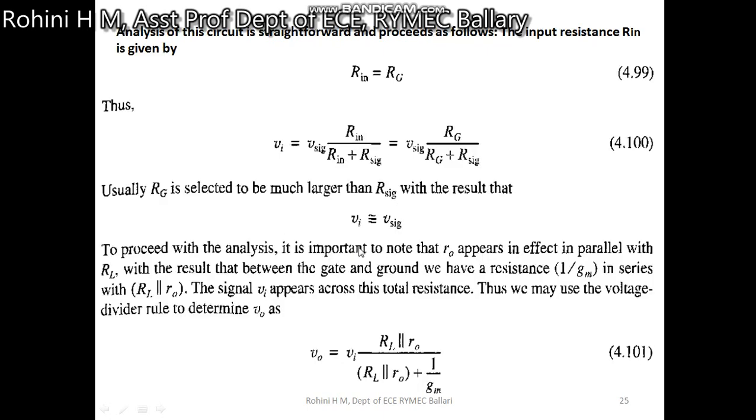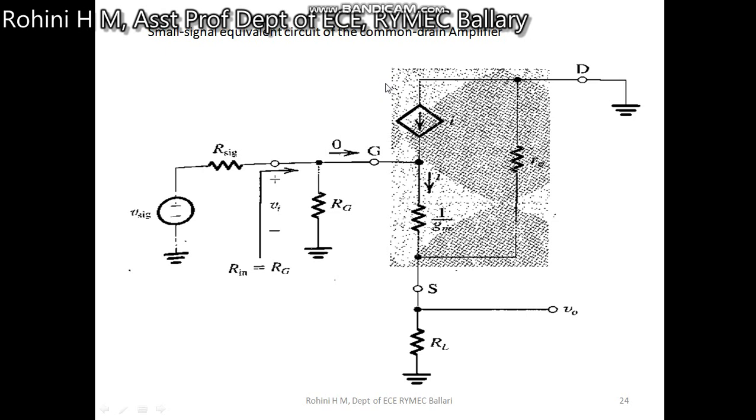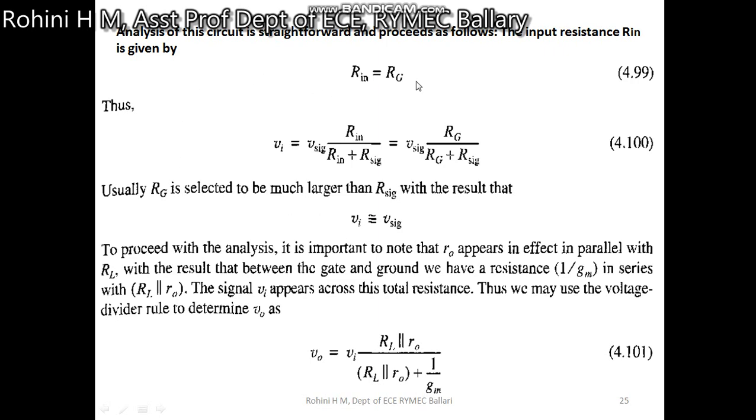Next, the analysis of the circuit is straightforward and proceeds as follows. The input resistance Rin is given by Rin equal to Rg. Let us look at the circuit. It is clear from the small signal circuit diagram; from the small signal circuit diagram itself we are writing all the equations. Here Rin is equal to Rg, it is connected to ground. Therefore the input resistance is nothing but the gate resistance, Rin equal to Rg, and thus what is V in?